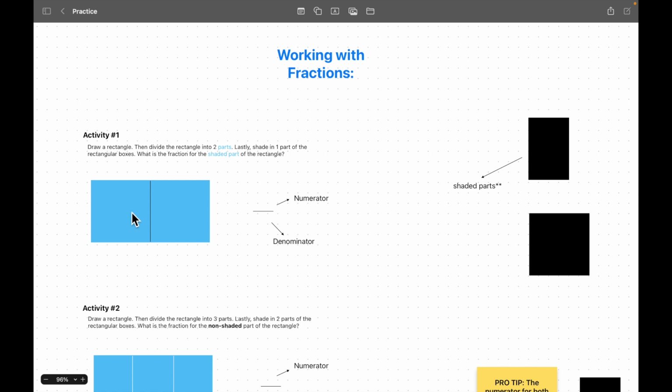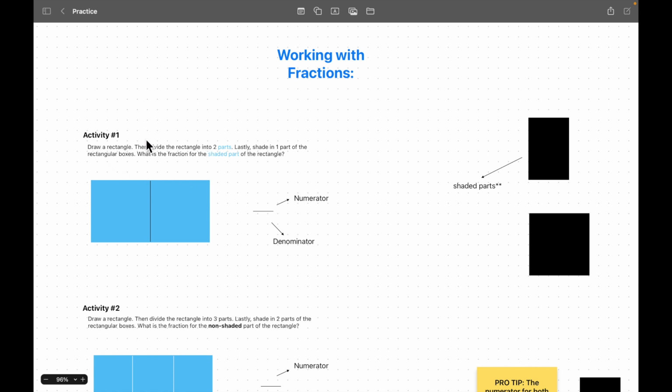And starting with activity number 1, the instruction says draw a rectangle, then divide the rectangle into 2 parts. Lastly, shade in one part of the rectangular boxes. And it asks, what is the fraction for the shaded part of the rectangle? Whoa, there was a lot going on. So first, we will start from the beginning and then move on one step at a time, right? Because there's a lot of steps and we don't even know where to start.